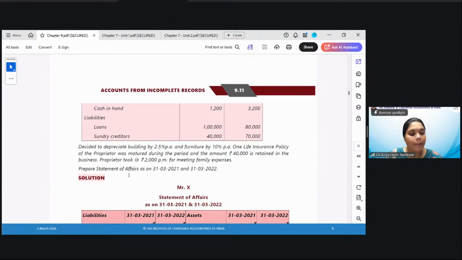Are they asking you to prepare a balance sheet? Balance sheet is not required, right? Why? Because entire information is missing. We will have to prepare what? The statement of affairs, right? So the statement of affairs has to be prepared. Let us do that.